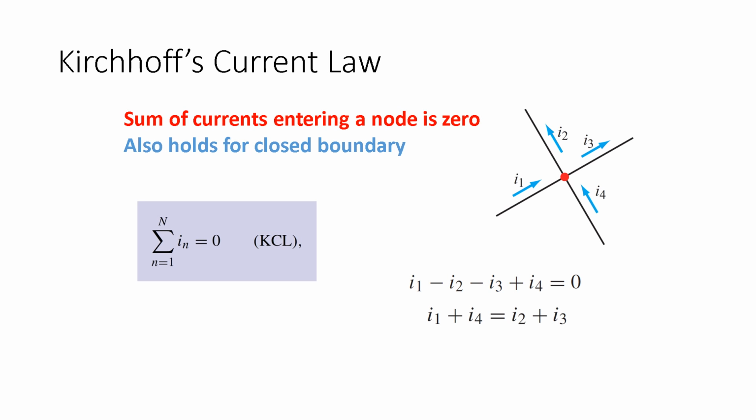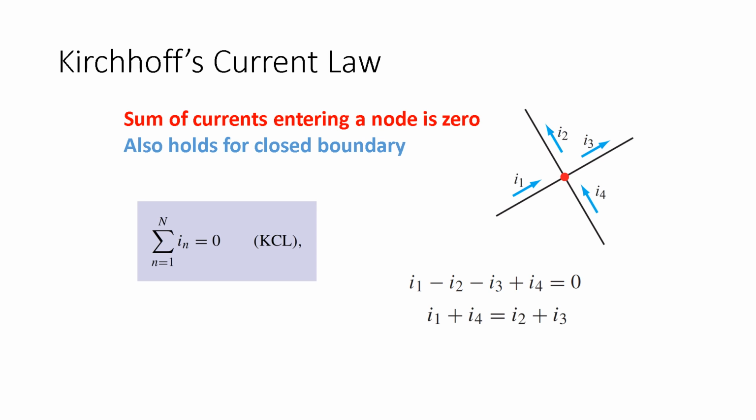Law simply states that the sum of the currents entering a node is 0. And this holds for closed boundaries too, which we'll look at. But on the right-hand side, you'll see 4 different currents, 2 coming in and 2 coming out. So the 2 currents going into that node, the way they're drawn, are I1 and I4. And the two currents coming out of the node are I2 and I3.